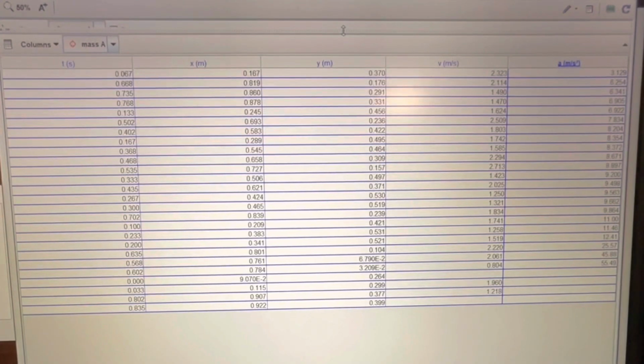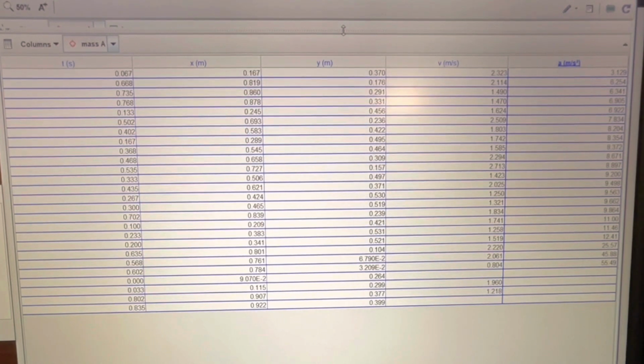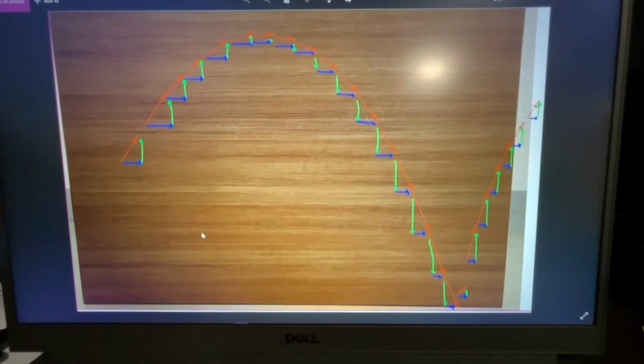Here you can see the data points for time, displacement in the x direction, displacement in the y direction, and using the equation stated before, the tracker software was able to find the velocity and acceleration of each coordinate point. We're able to see the vector sum of the acceleration over time as the ball moves along the path.